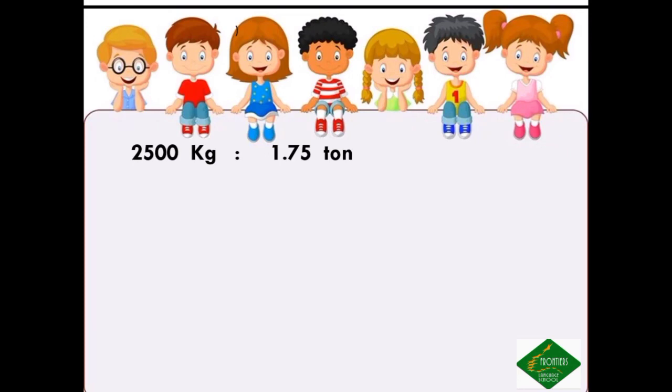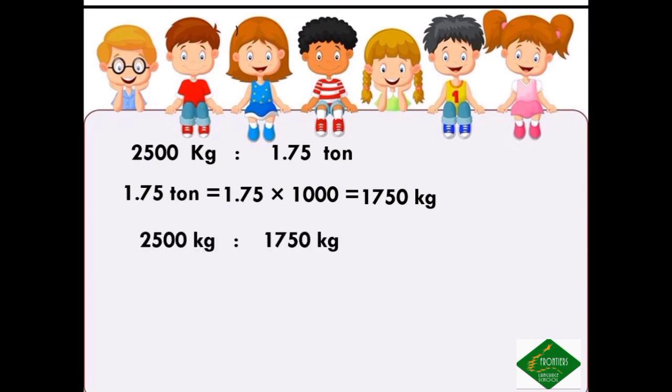Letter I, 2500 kilograms to 1.75 tons. So I must convert from ton to kilogram. If I want to convert from ton to kilogram, I will multiply by 1000. So 1.75 multiplied by 1000 equals 1750 kilograms. Then we must write the numbers in the same order, 2500 kilograms to 1750 kilograms. Then we have the same unit, we must cross it.